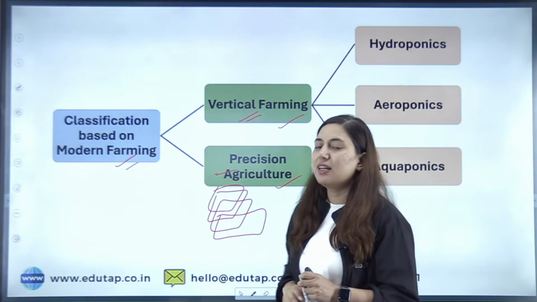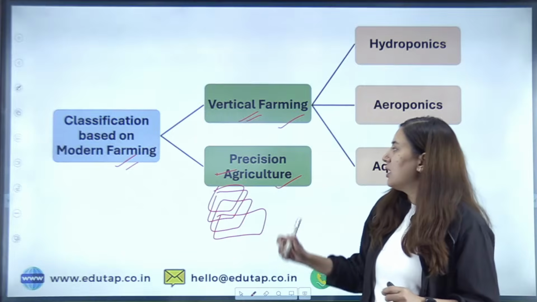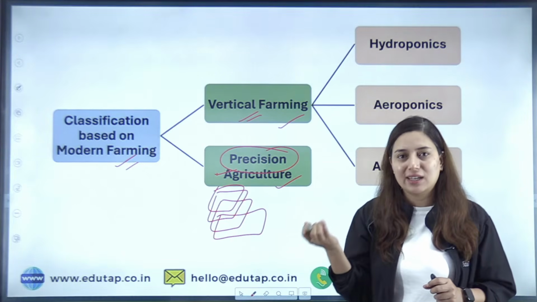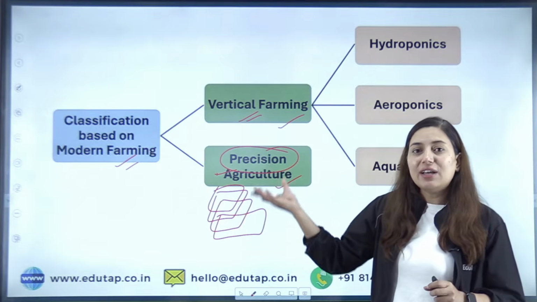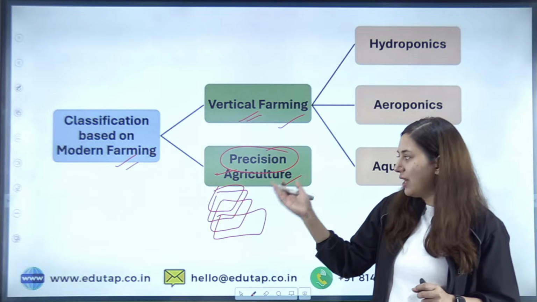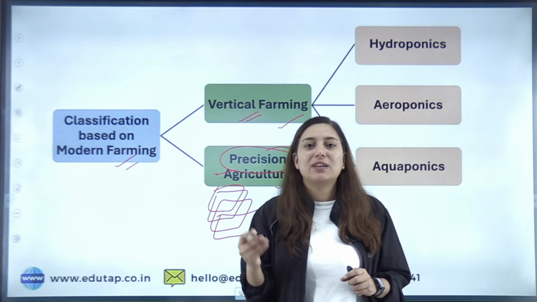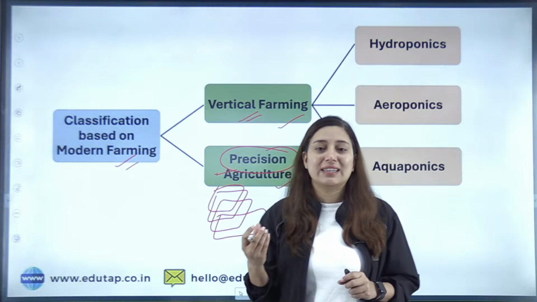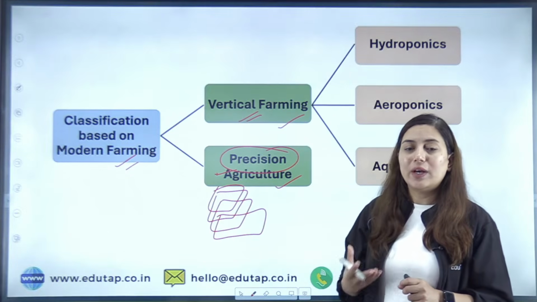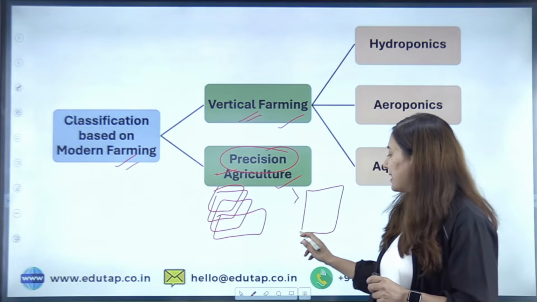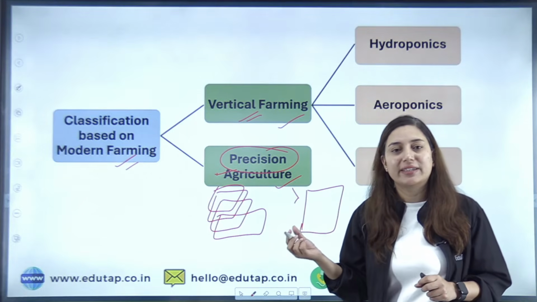कमिंग टू प्रिसिजन एग्रीकल्चर. प्रिसिजन एग्रीकल्चर क्या है स्टूडेंट? बेसिकली as it says precision. Precision means precisely doing the agriculture. So again, this is a very high-tech form of agriculture, wherein we are using drones, wherein we are using the GPS technology, GIS technology, remote sensing to do agriculture. So what we do in precision agriculture, we precisely manage the part of field where there is a problem.